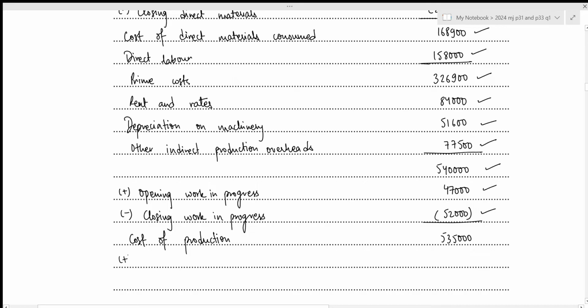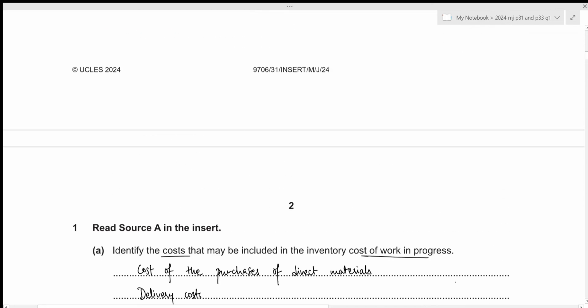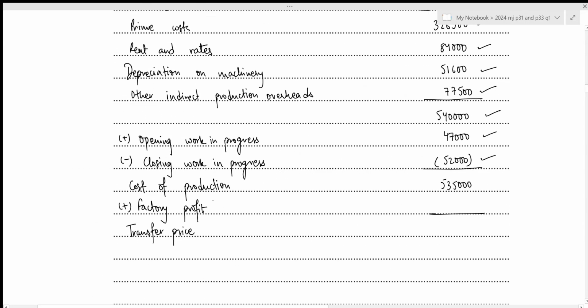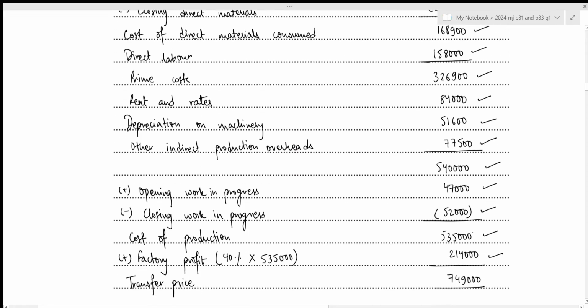Now we just need to add the factory profit and get the transfer price. For the factory profit, we need the rate of factory profit, which we have calculated above, to be 40%. So in this case, our factory profit is just going to be 40% of the cost of production. So 40% times 535,000, which results in the value of 214,000. So the transfer price will be 535,000 plus 214,000, which results in 749,000. That is all for our manufacturing account. Let's move towards the next part.